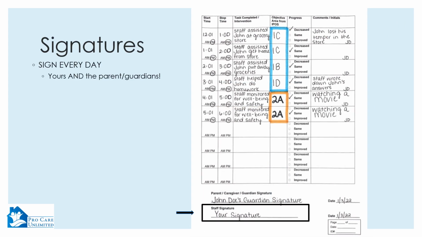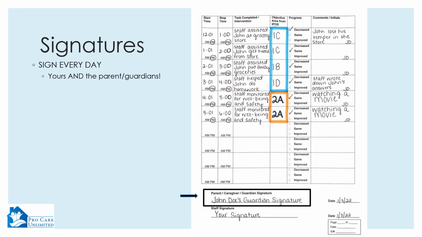Lastly, make sure to have both signatures on each progress note: your signature and the signature of the parent or guardian of the client. Also, please put the date that matches the front of the progress note.